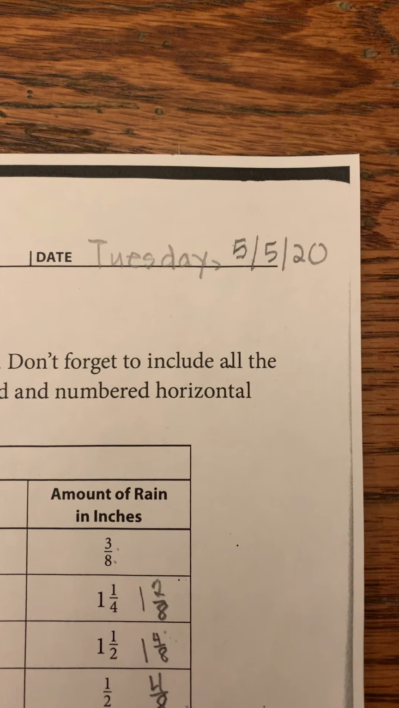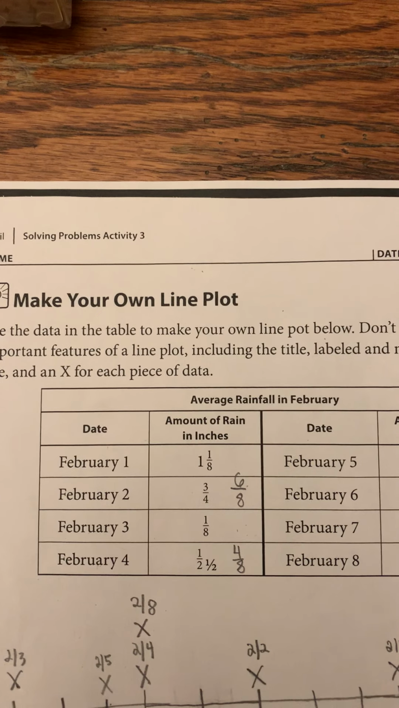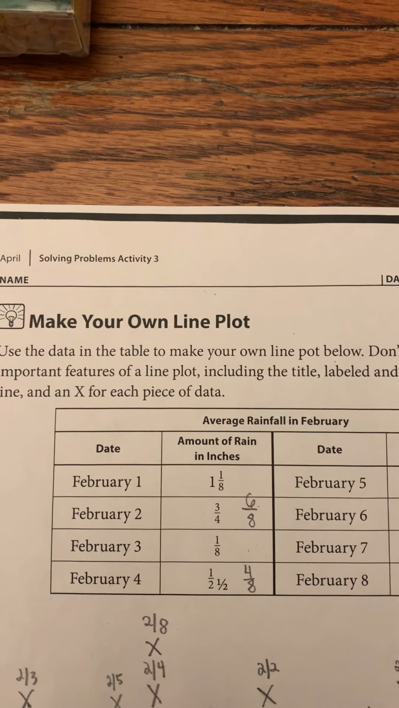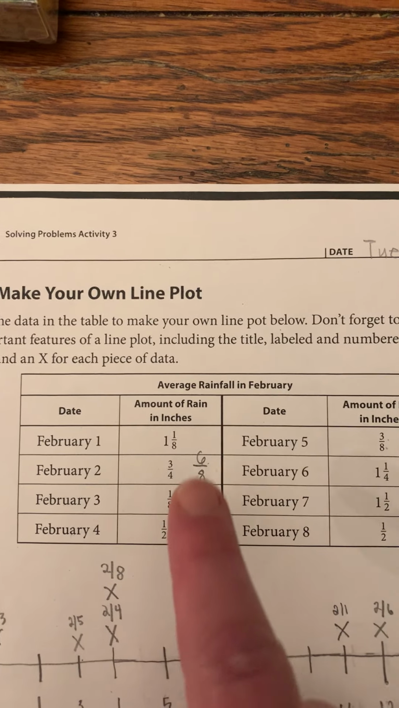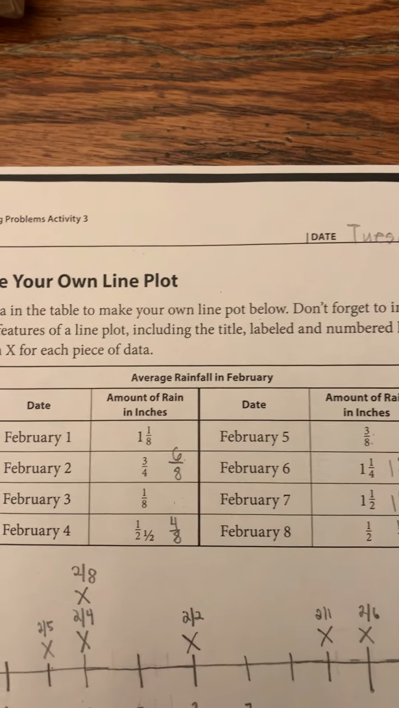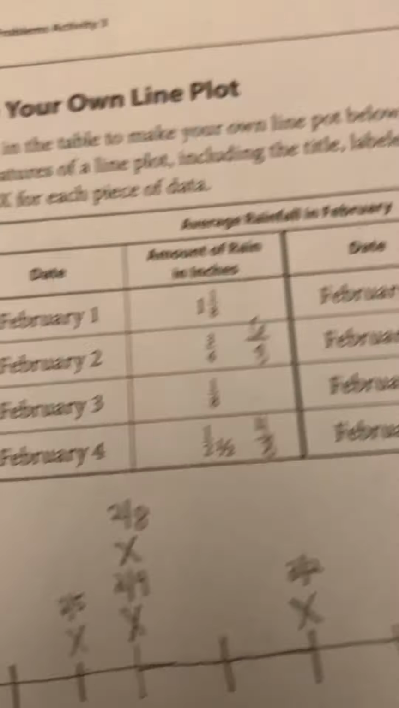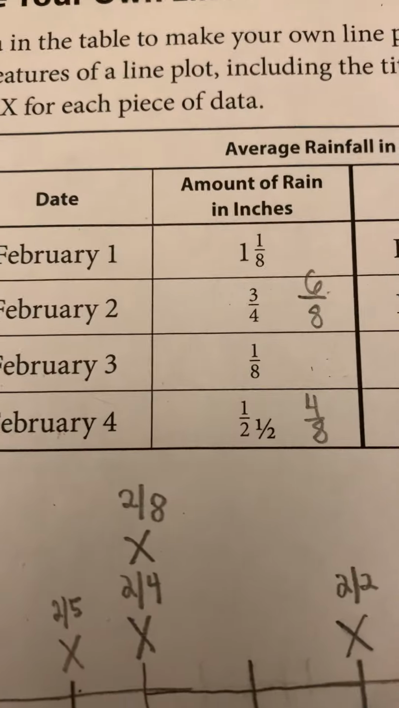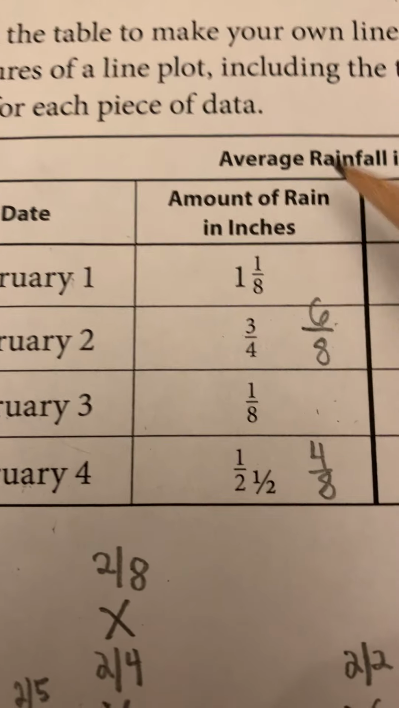Mathematicians, today is May 5th, and we're going to look at making your own line plot, or having Mrs. Harity help me make my own line plot. So we're going to use this data that has the average rainfall in February. Let me sit down and try to get close. Sorry about that. So what I have is some dates in February and then the average rainfall.